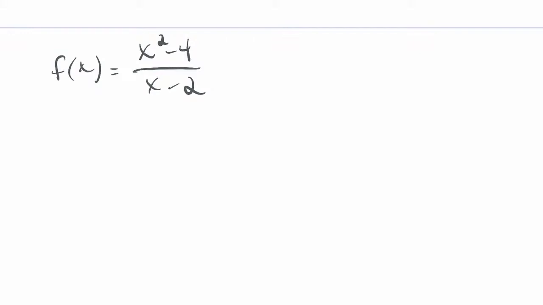So I have this function, f of x equals x squared minus 4 over x minus 2, right? That's a function. And I could ask about domain and range, right? Domain is usually relatively easy. Range is usually a little bit harder, sometimes not so bad.